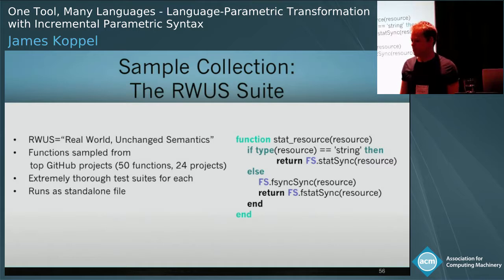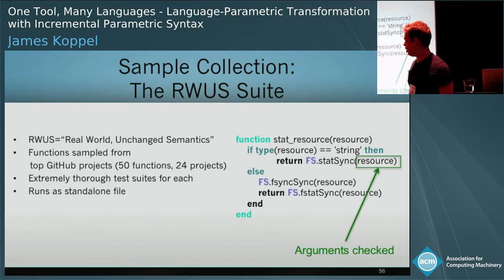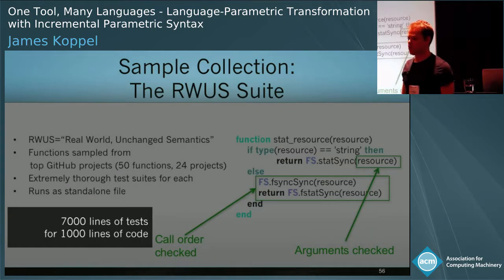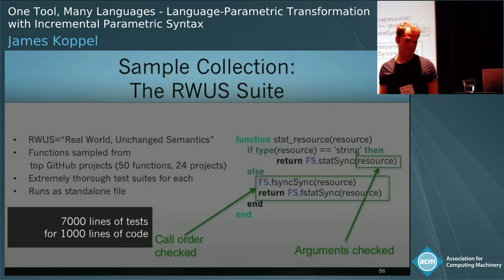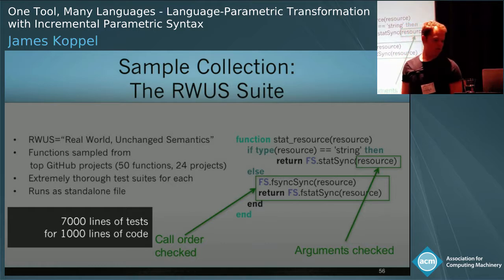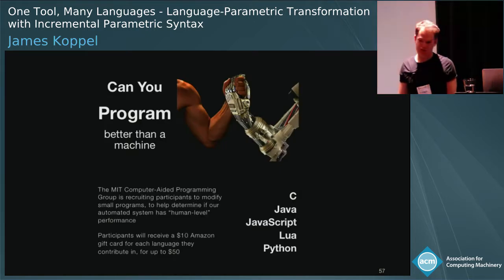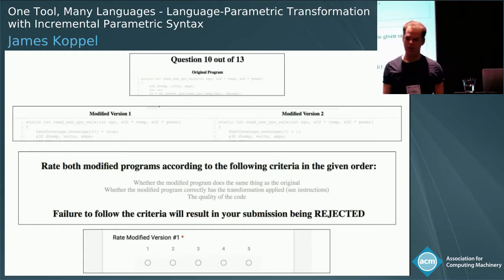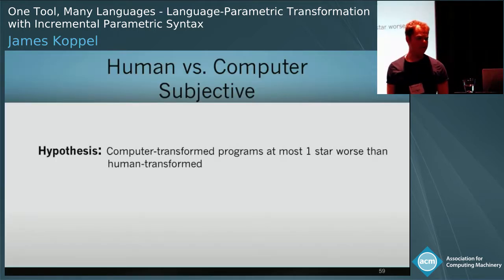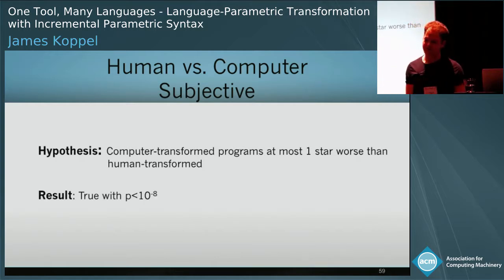We built a new benchmark set, real-world unchained semantics, 50 functions from top GitHub projects, and a test suite thorough enough to detect any semantics-breaking change. We sent these functions both to my computer and we recruited humans. Both versions were sent to Mechanical Turkers, who rated them 1 to 5. Our goal was to show the computer ones were at most 1 star worse on a 5-star rating than the human ones. We proved that with p less than 10 to the negative 8.